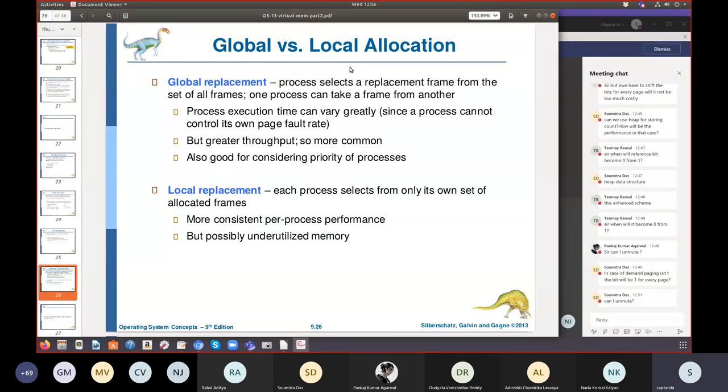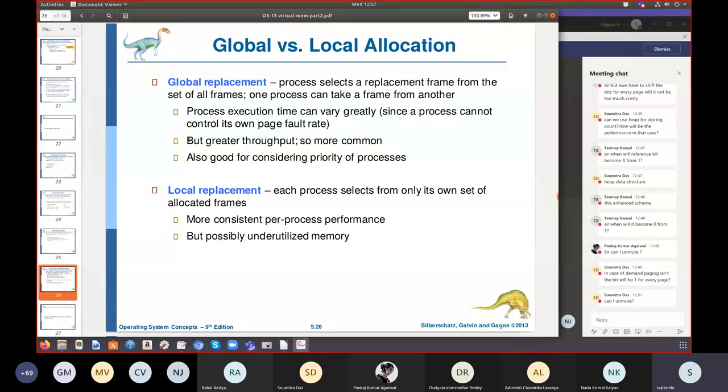So the global replacement scheme says that select a replacement frame from the set of all frames. That means if to service a page fault of process PI, the OS can choose some other process PJ and take one page from it. So this gives greater throughput. So this is what is used more commonly.